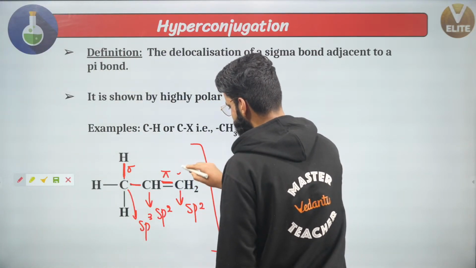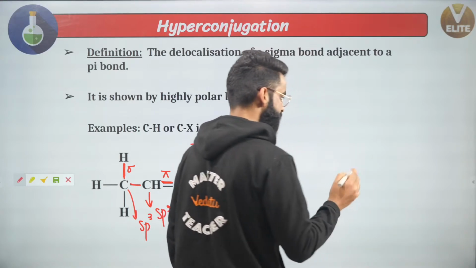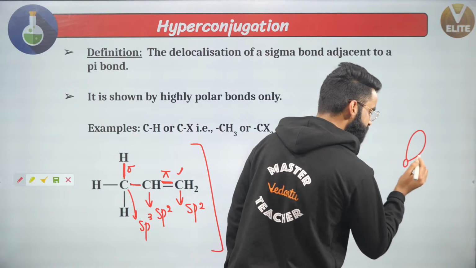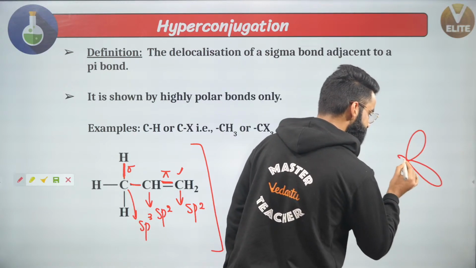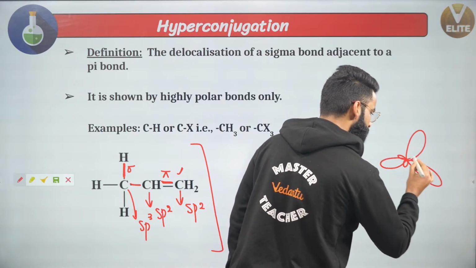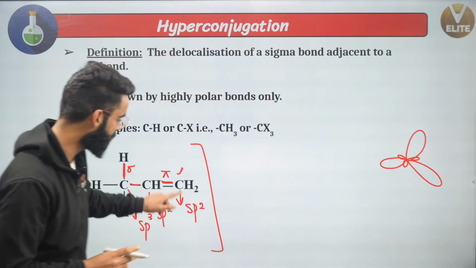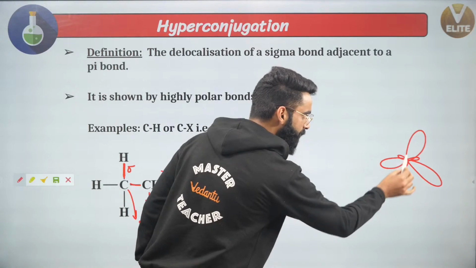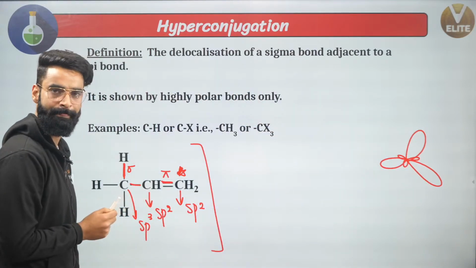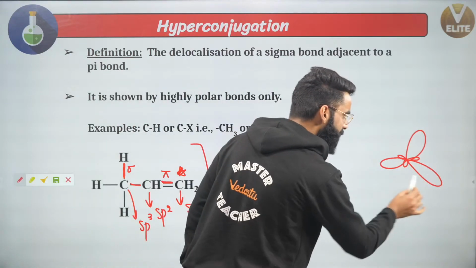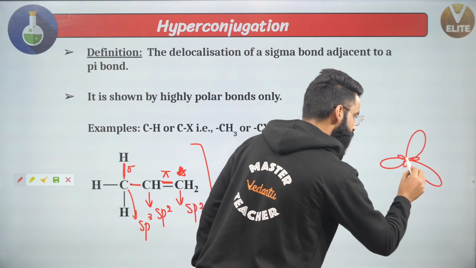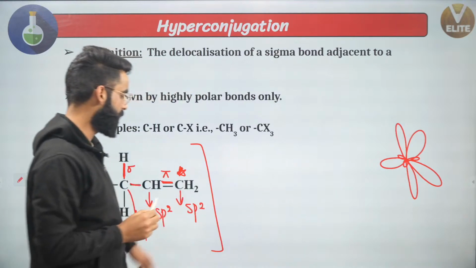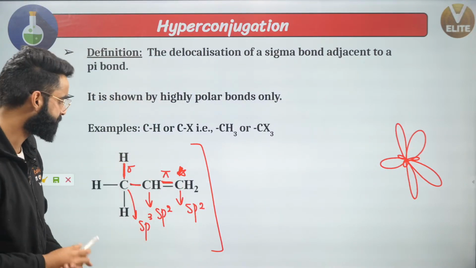Let's consider this carbon first. It's sp2 hybridized. See guys, this is one sp2 hybridized orbital, this is one more sp2 hybridized orbital, and this is one more sp2 hybridized orbital. First of all, I'm talking about this carbon right here, and I made 3 sp2 hybrid orbitals of this carbon. With these 3 hybrid orbitals, this carbon is going to have one p orbital like this. This is the p orbital of this carbon.